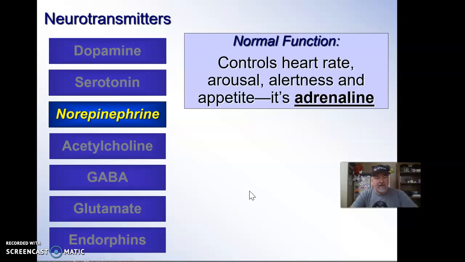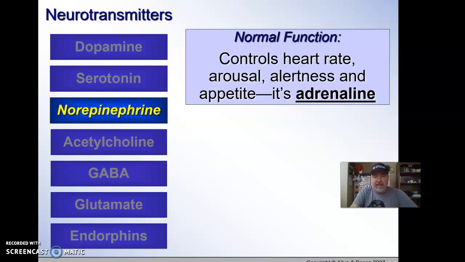Now, norepinephrine. Some of you might have allergies and you need an EpiPen. That's this epi right here. Epinephrine is adrenaline. I'll say that again. Epinephrine is adrenaline. So if you need an EpiPen, you are getting an adrenaline shot. It's basically rocket fuel for your system.